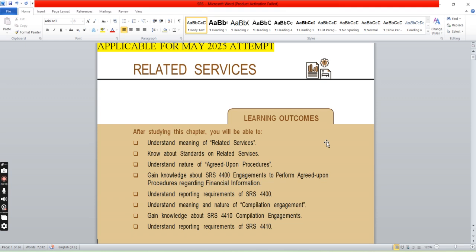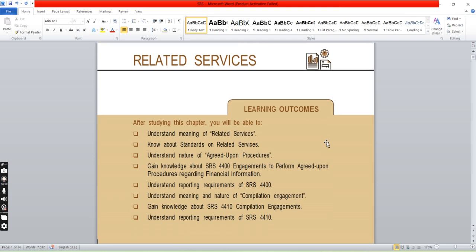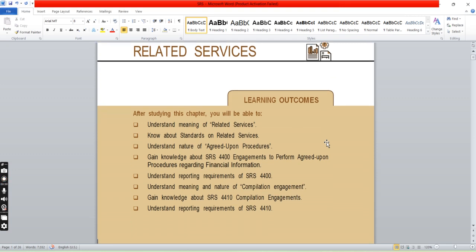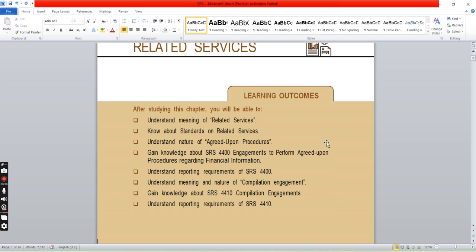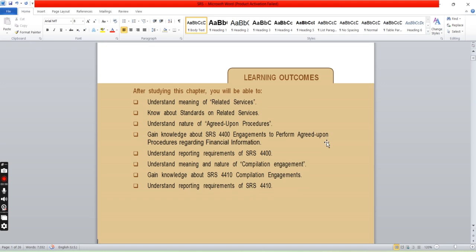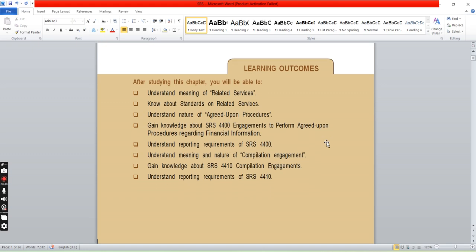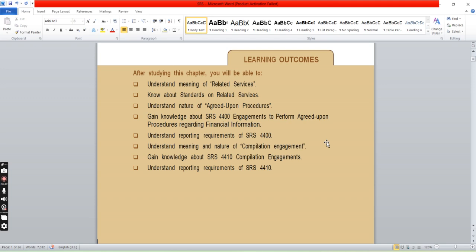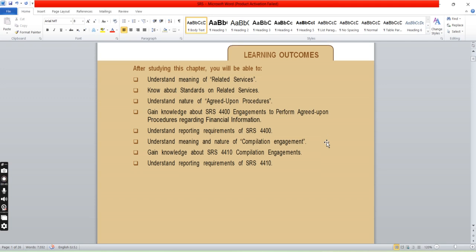Understand the nature of AUP. AUP is what? AUP is the agreed upon procedure. We will gain knowledge about the SRS 4400, that is nothing but the engagement to perform the agreed upon procedure regarding the financial information. We will understand the reporting requirement of SRS 4400, and understand the meaning and nature of compilation.